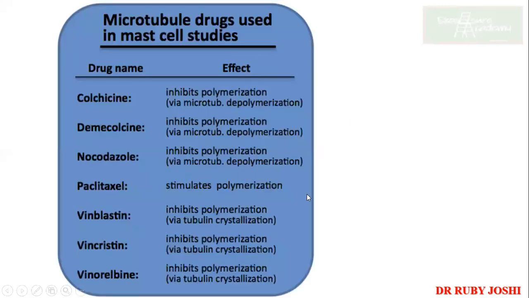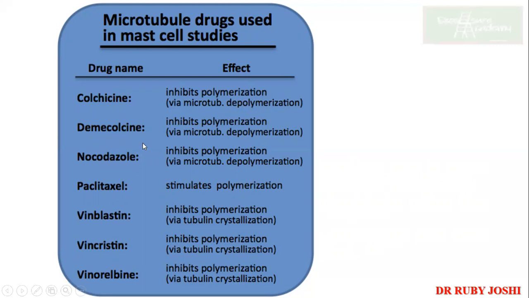Yeah. So this is the table which you have to remember, because in day-to-day lab work, whoever is working in the cancer region, related to cancer, they should know how colchicine, paclitaxel, vinblastine, and vincristine, all these drugs, are actually acting. Okay, so here we can see colchicine, it inhibits polymerization via microtubule depolymerization.